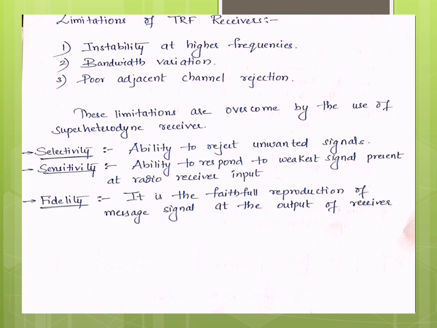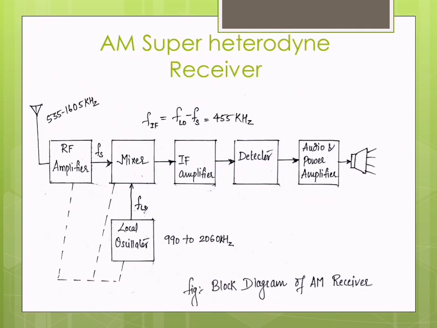Now let's go through some terms. Selectivity means the ability to reject unwanted signals. Sensitivity is the ability to respond to the weakest signal present at the radio receiver input. Fidelity is the faithful reproduction of the message signal at the output of the receiver. We will now see the block diagram of the super heterodyne receiver.